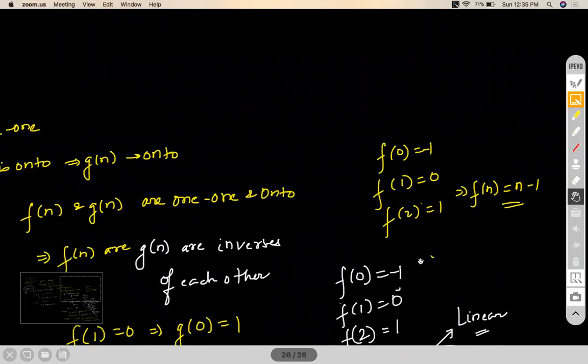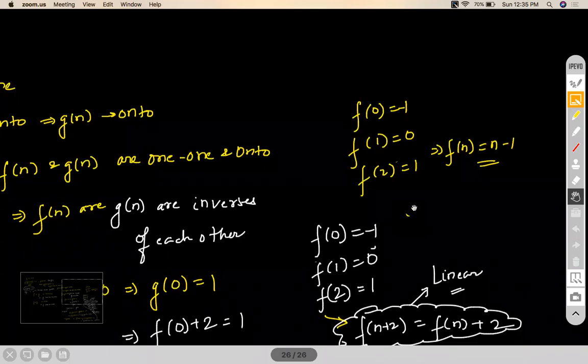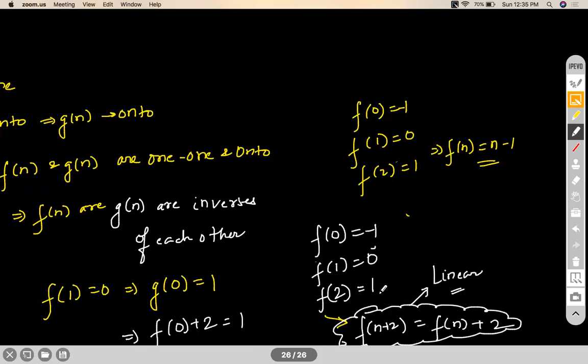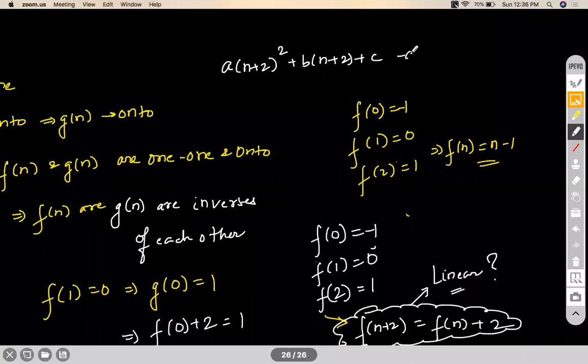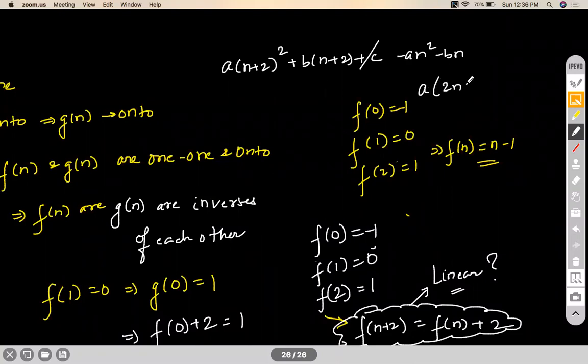Because a quadratic term will generate a function of n, right? So as soon as you can prove linear, then we already have enough, because we have f of 0 is equal to minus 1. If you can prove it's linear, then I think we can directly take the function as ax plus b and proceed. But the question here is, if a function satisfies a condition like this, is it always linear? Let's say if you take a quadratic and if you subtract this, you'll get an squared minus bn and c will get cancelled off. So this will leave you with 2n plus 2 into 2 plus 2b, which will leave a term of n at least.